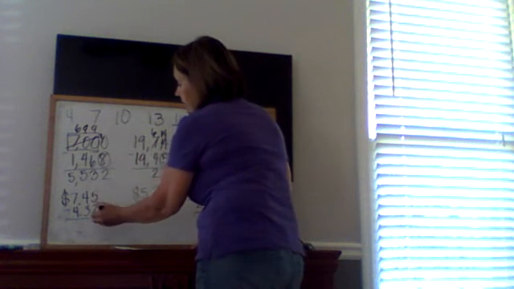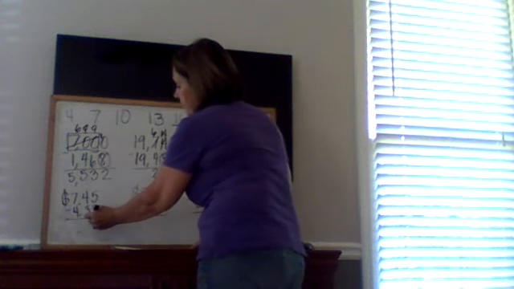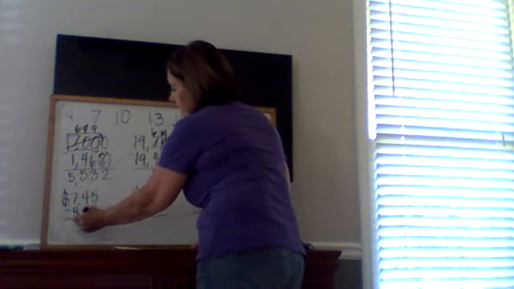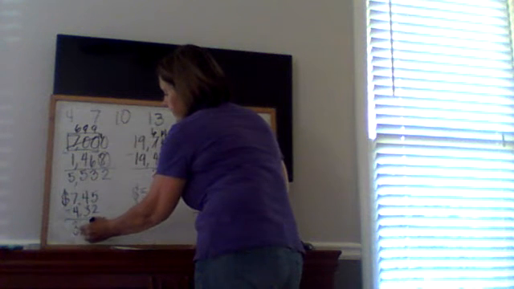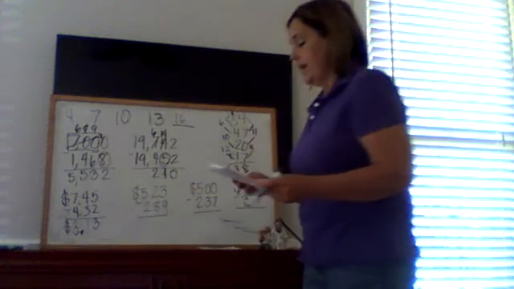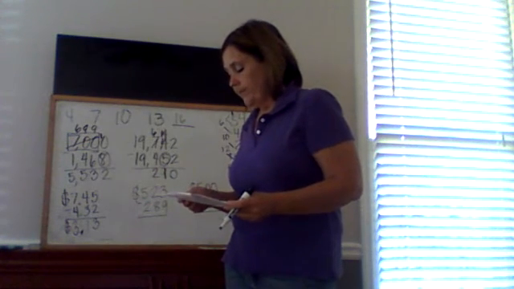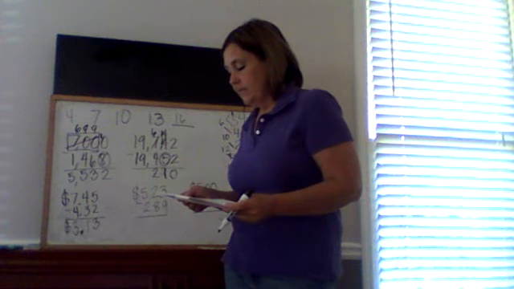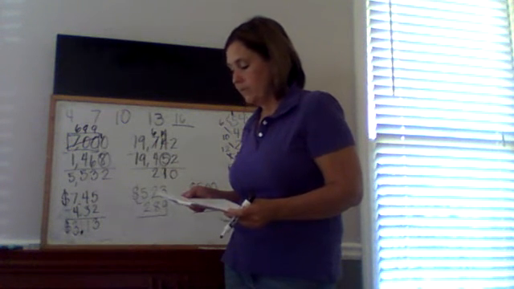5 take away 2 is 3. 4 take away 3 is 1. 7 take away 4 is 3. Put your decimal and your dollar sign. So he had $3.13 left over. The dollar sign and the decimal points tell us that we are subtracting money, but they do not change how we subtract.